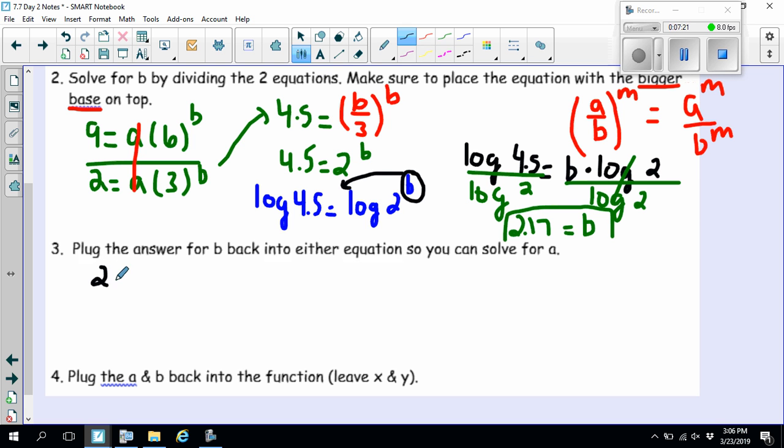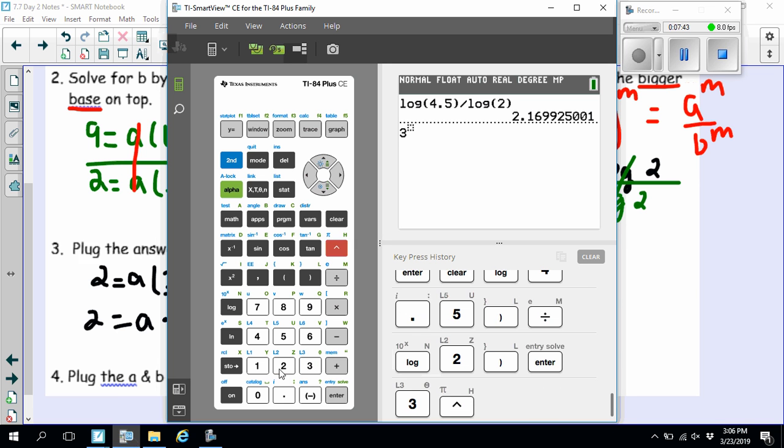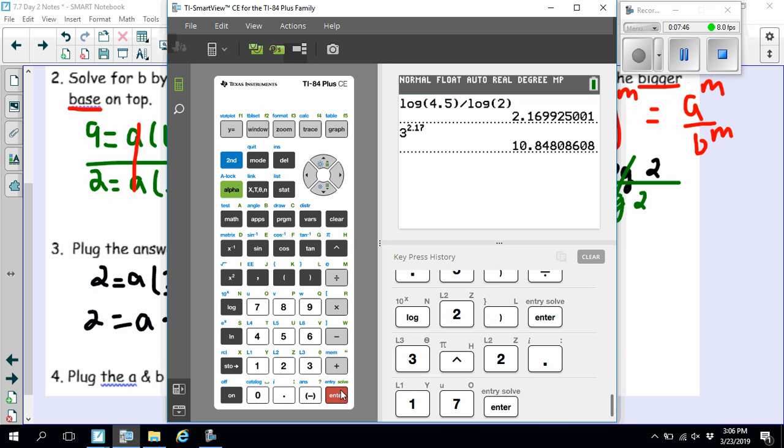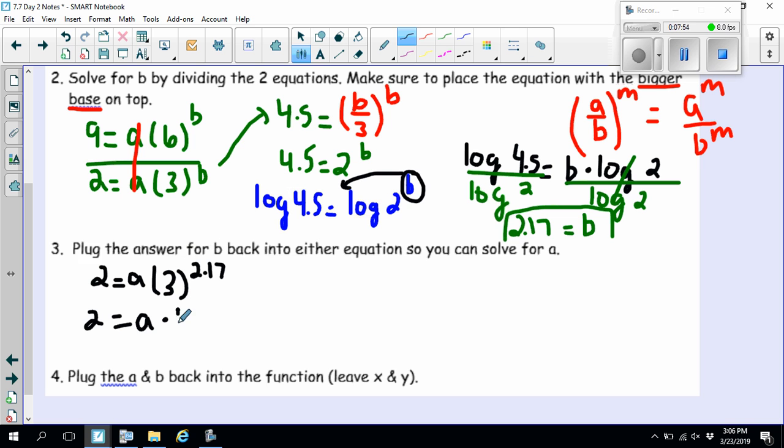So here I have 2 equals our a value, which we're trying to solve for, times 3, and then I'm going to take it to the 2.17 power. Once I've done that, I'm going to calculate 3 to the 2.17 power. And once again, I'm just going to round to 2 decimal places, basically following the same format. So we have 10.85, there we go.